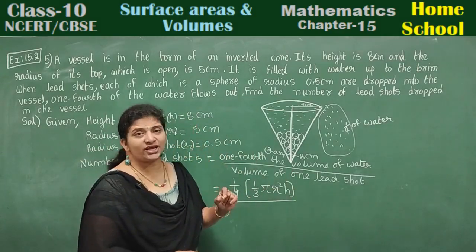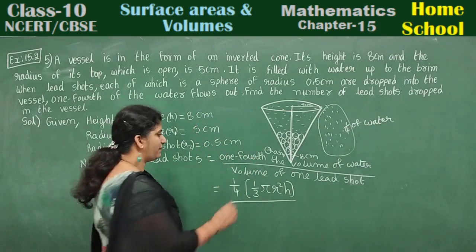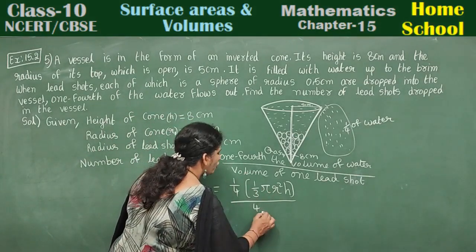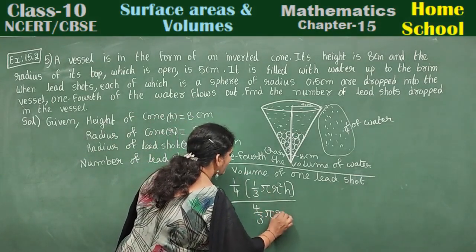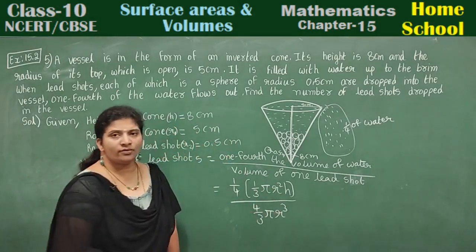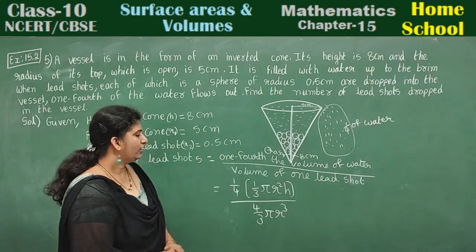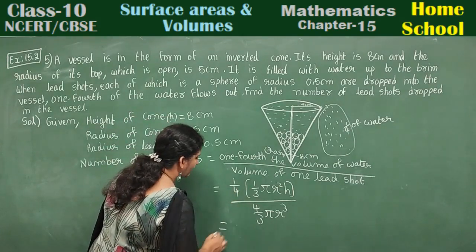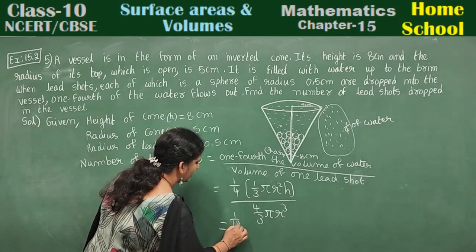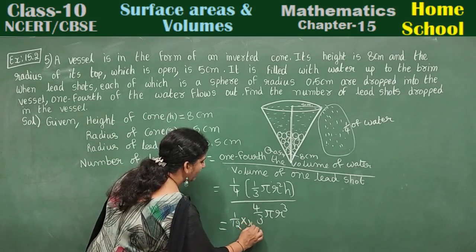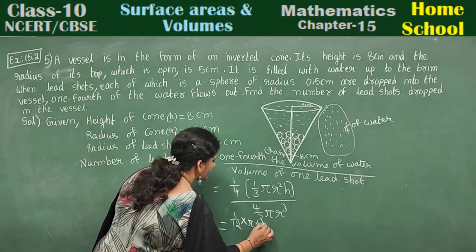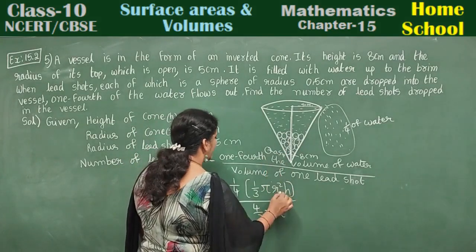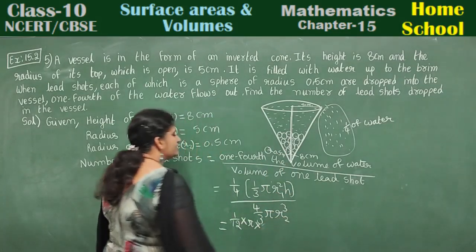The lead shot is in which shape? Sphere. Volume of a sphere you need to write. Volume of 1 lead shot. Volume of a sphere is 4 by 3 pi r cube. Now observe here. Multiply this one. 1 by 4 into 1 by 3 will be 1 by 12 into pi into r square. R square means what, children? This r we are talking about is the cone radius r1 and this is r2.